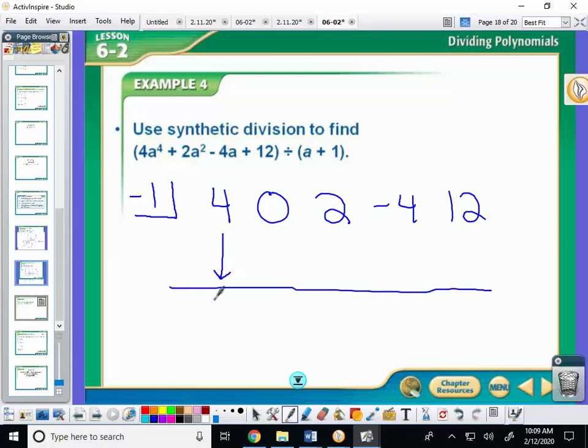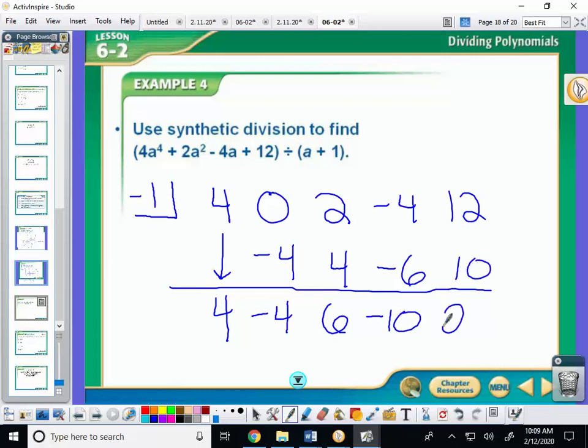What happens to that 4? Well, it comes straight down. Don't do anything to that first term. Now I want you to repeat the process of multiply, add, multiply, add. So 4 times negative 1 is negative 4. 0 plus negative 4 is negative 4. Negative 4 times negative 1 is 4. 2 plus 4 is 6. 6 times negative 1 is negative 6. Negative 4 plus negative 6 is negative 10. Negative 10 times negative 1 is positive 10. And 12 plus 10 is 22.